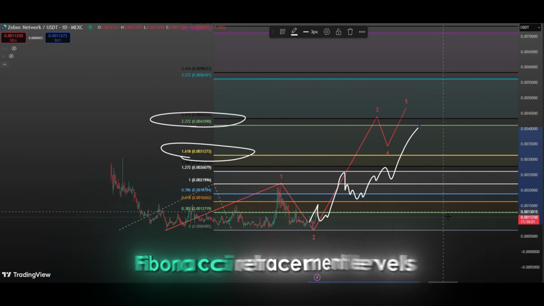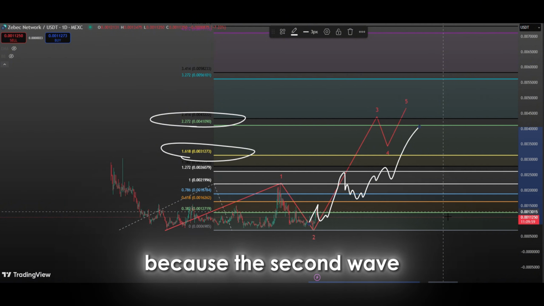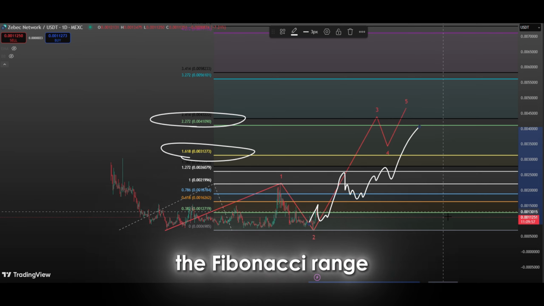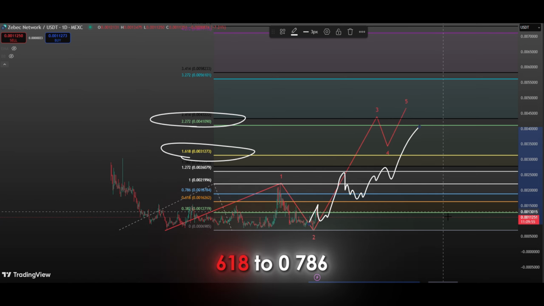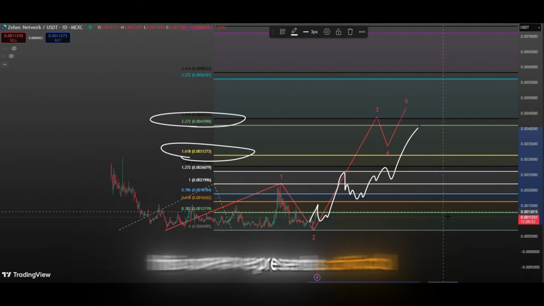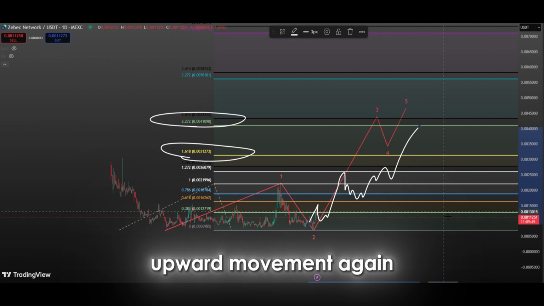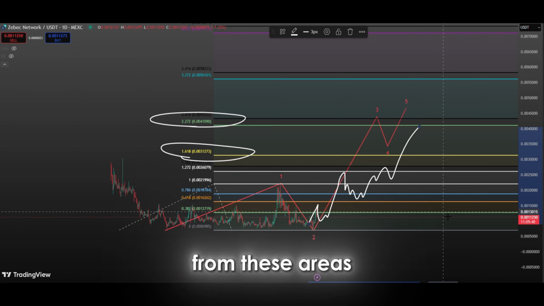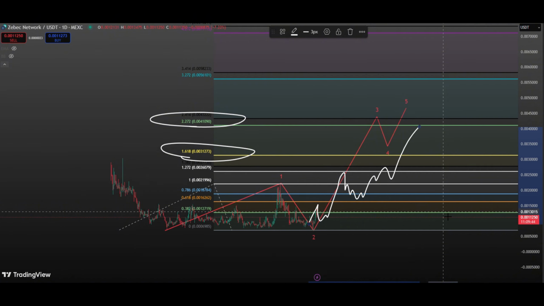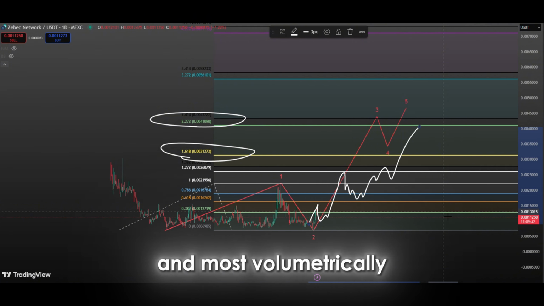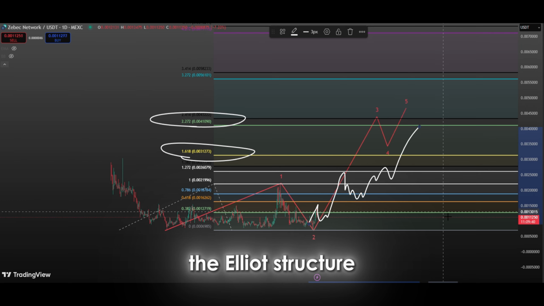Fibonacci retracement levels are of great importance at this point because the second wave often ends in the Fibonacci range of 0.618 to 0.786. This area represents critical support levels for the price to start its upward movement again. If there is a strong reaction from these areas, it could be an important signal that the third wave is about to begin. The third wave is the strongest and most volumetrically intense phase of the Elliott structure.